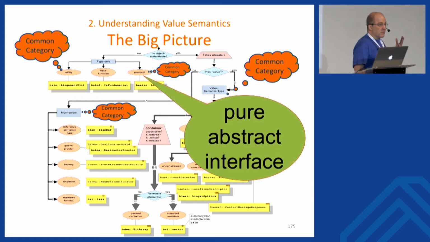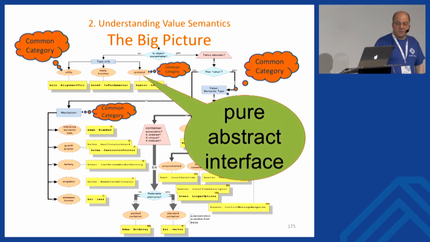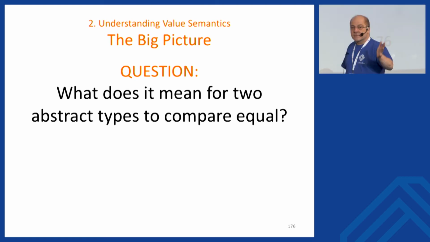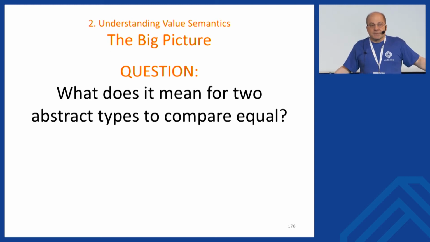There's also the fourth one, which is a pure abstract interface, also known as a protocol. What does it mean for two abstract types to compare equal? Does anybody have an idea what that means? Suppose I have fruit, and I want to compare apples and oranges. What does it mean?